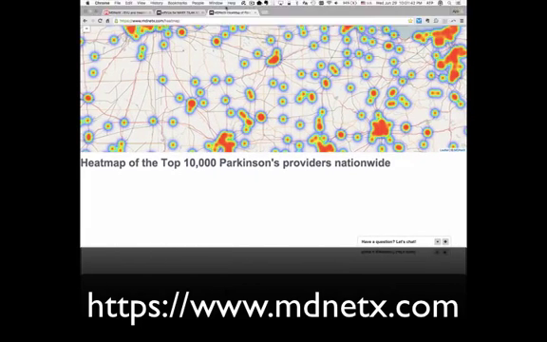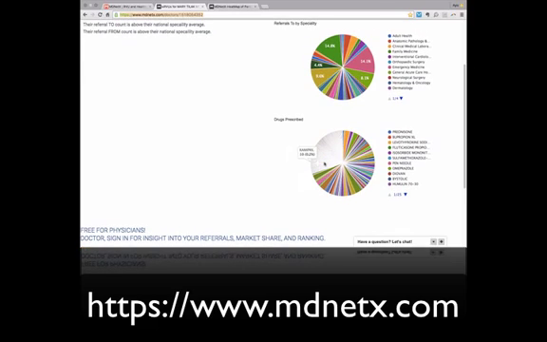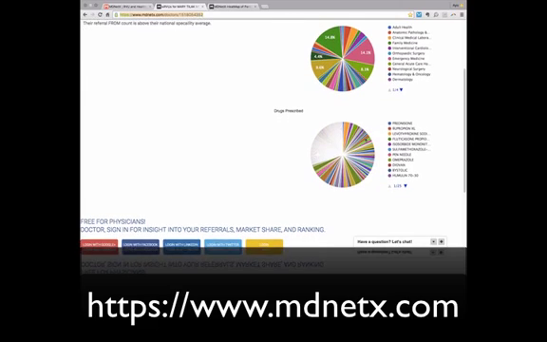Another way of looking at this, we can take a look here at a physician who's prescribing a diverse amount of drugs, so typically an internist or some sort of generalist treating many diseases, versus a specialist who would have a less diverse prescription profile. So that's one of the things we do.